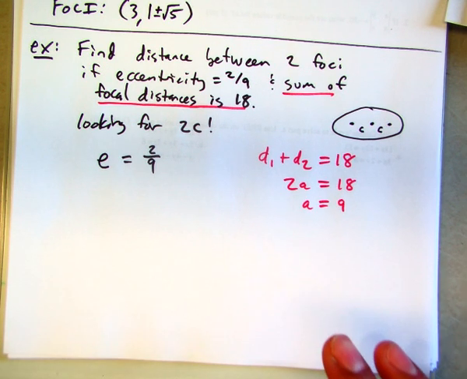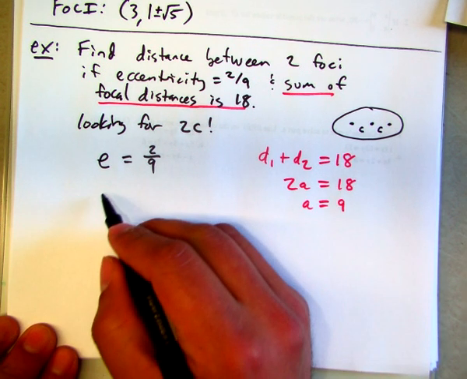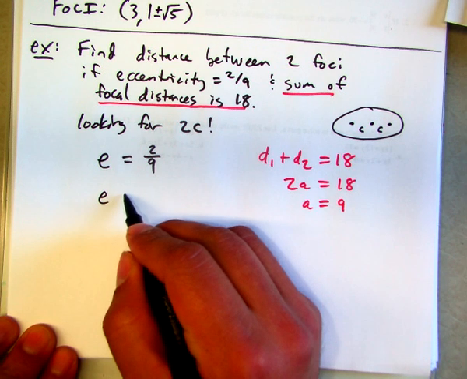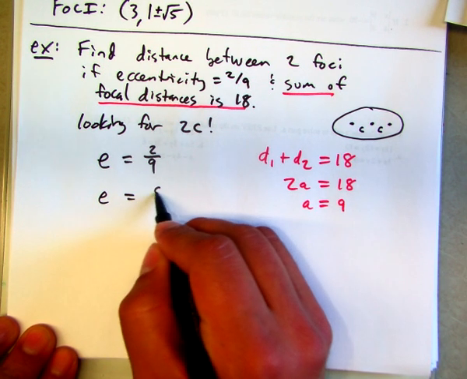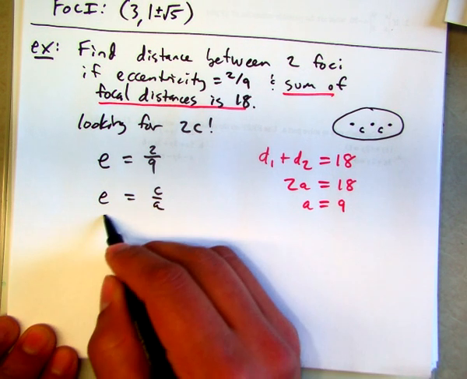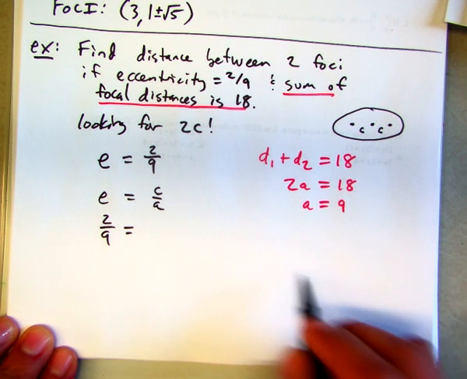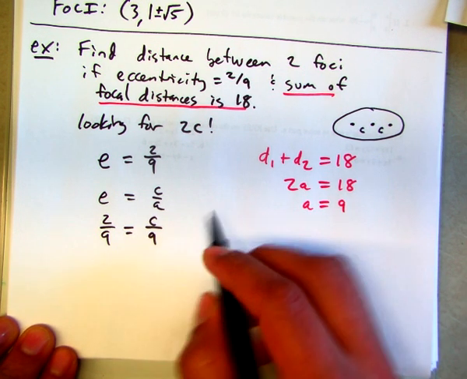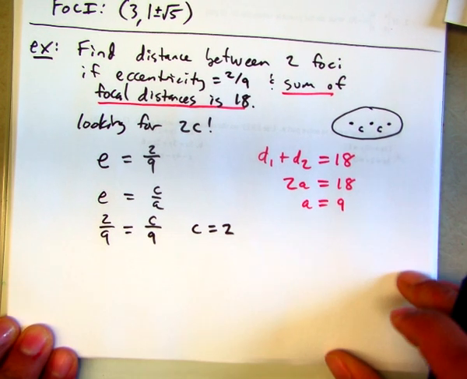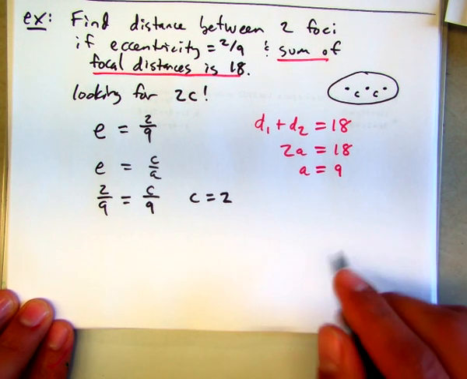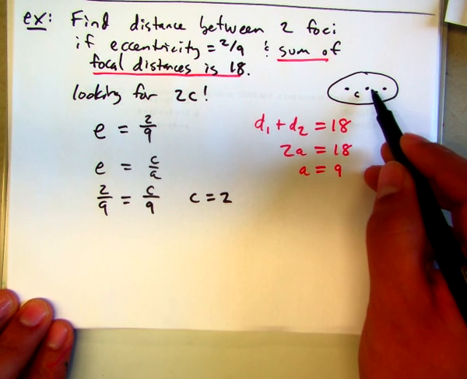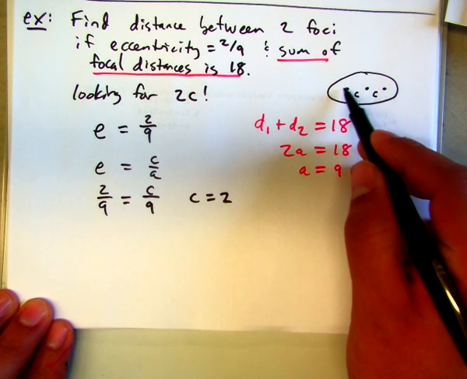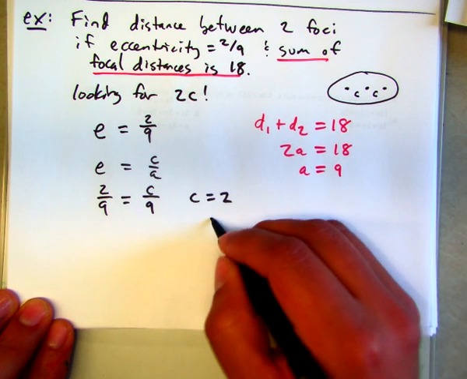So if eccentricity is 2 over 9, since eccentricity is C over A, we can say 2 over 9 equals C over A, which is 9. So this does confirm that C is 2. So then our answer is, from center to focus is 2 units, so the whole distance apart would be 4.